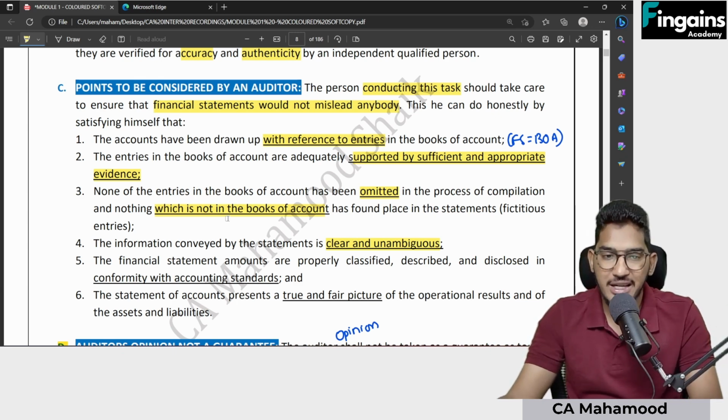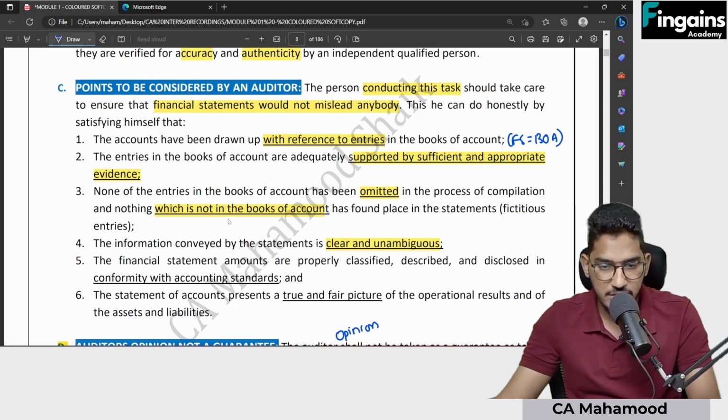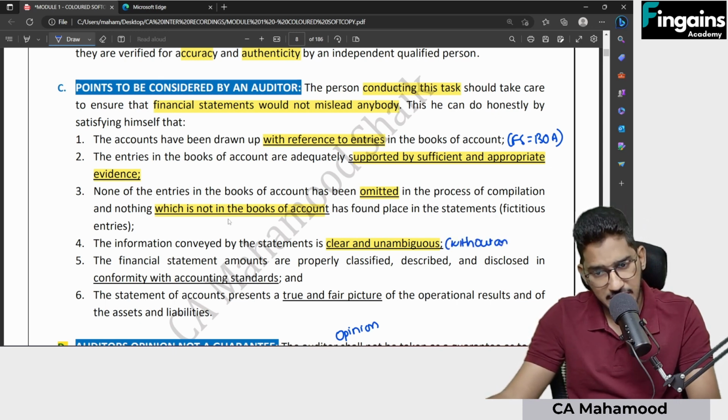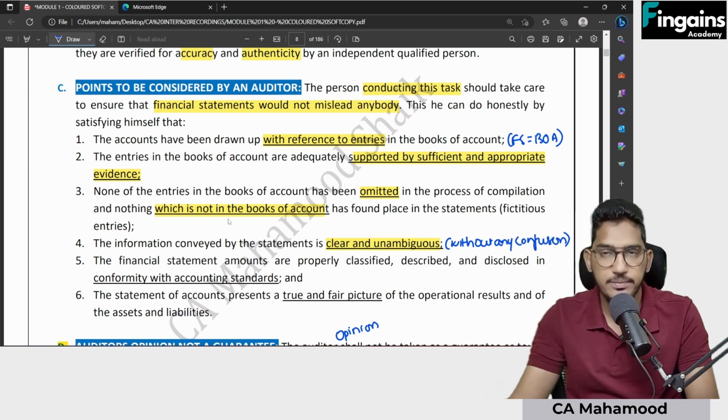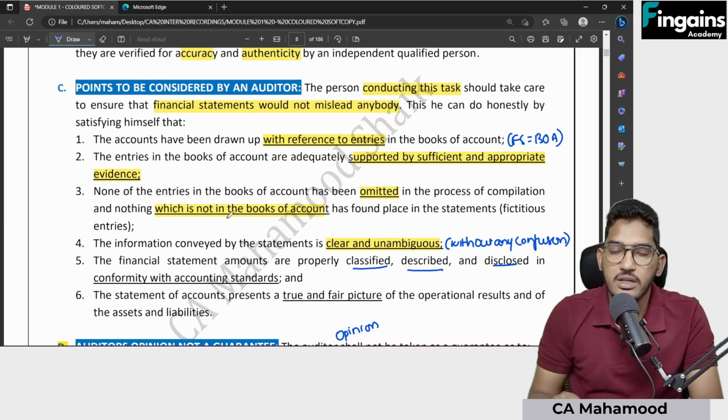That means they should not create any kind of confusion. Right here, the meaning of unambiguous: without any confusion. Clear? Next one. The financial statement amounts are properly classified, described and disclosed in conformity with accounting standards.